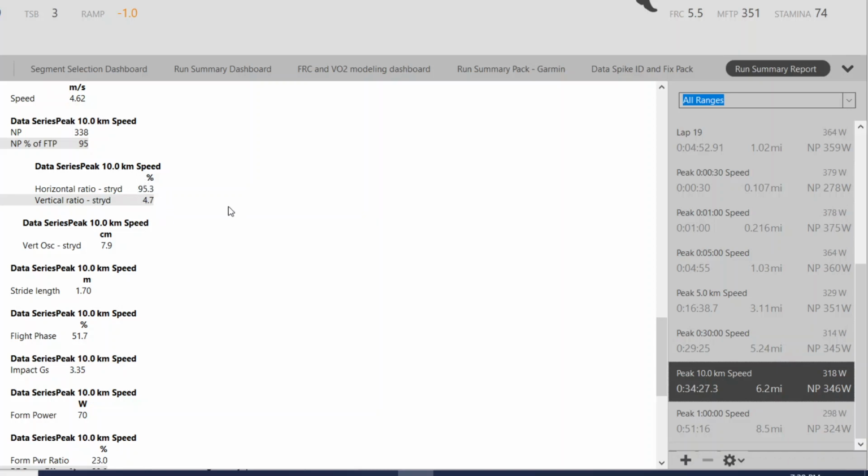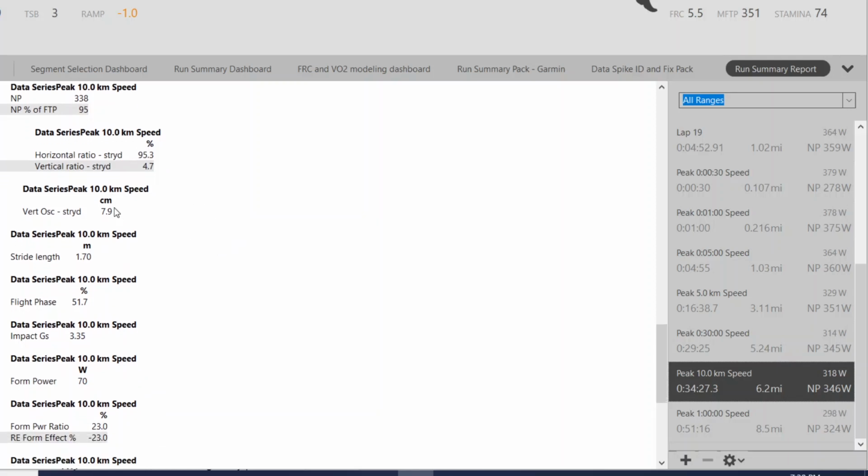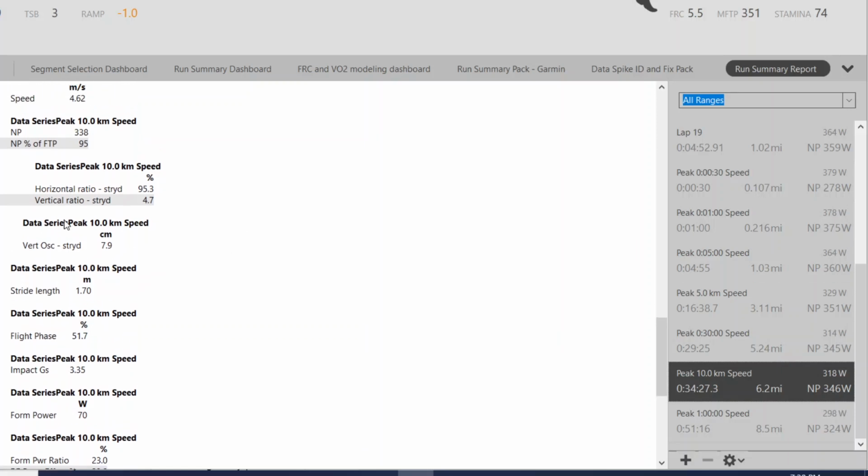So it does the same sort of thing as horizontal power ratio and horizontal form power ratio, but it does it without power. It does it with just stride length and vertical oscillation. I also report the vertical oscillation, which to me doesn't mean a whole lot. I don't follow this very closely.